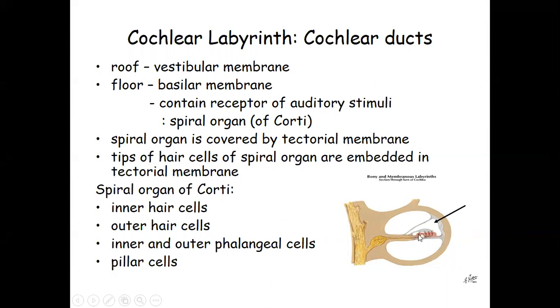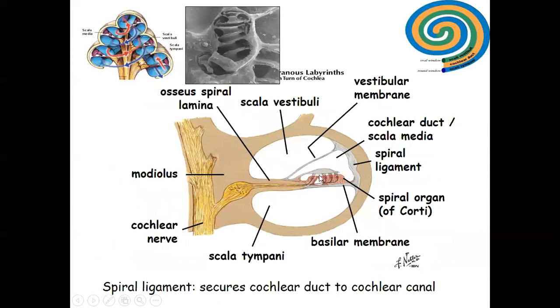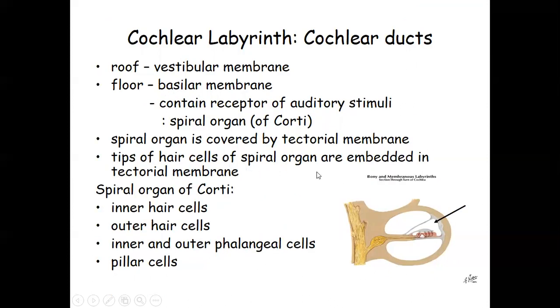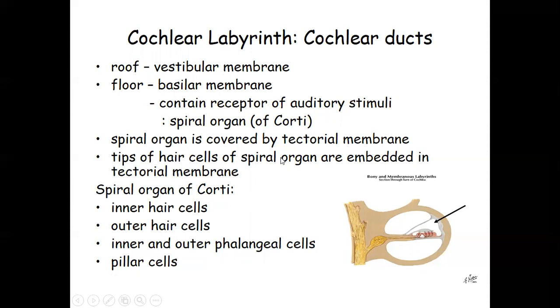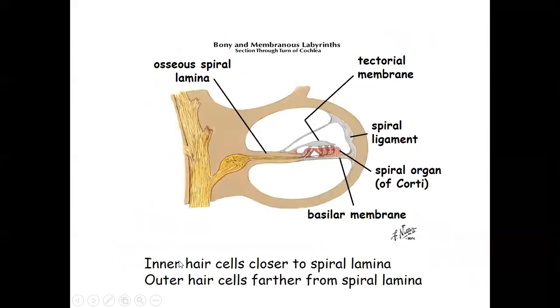You can see here the special epithelium, the spiral organ of Corti. The spiral organ is covered by the tectorial membrane. You can see the tips of the hair cells of the spiral organ embedded in the tectorial membrane. The spiral organ of Corti consists of the inner hair cell, outer hair cell, inner and outer pharyngeal cells, and also the pedal cells.